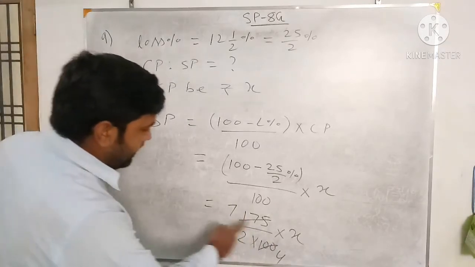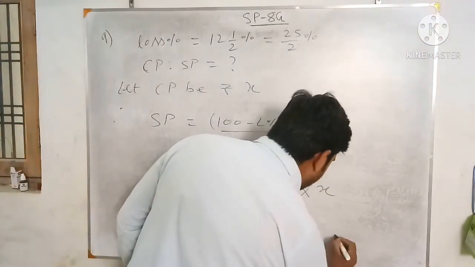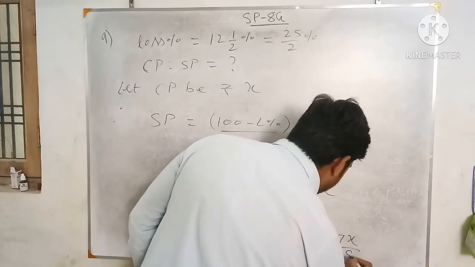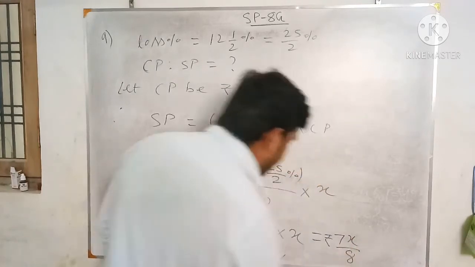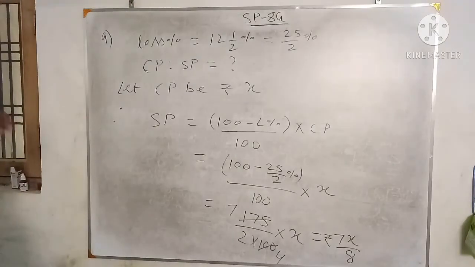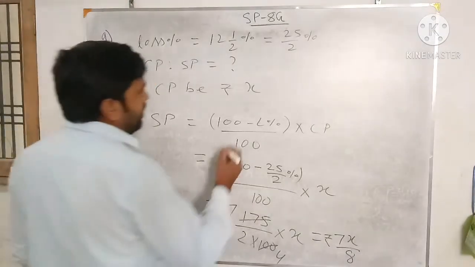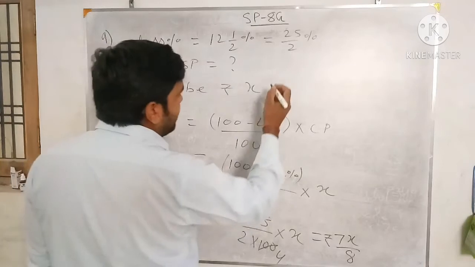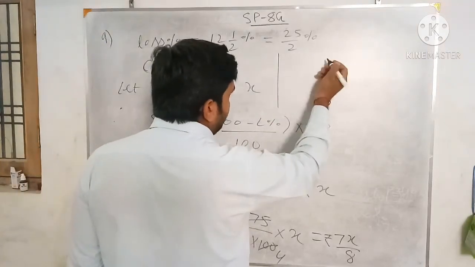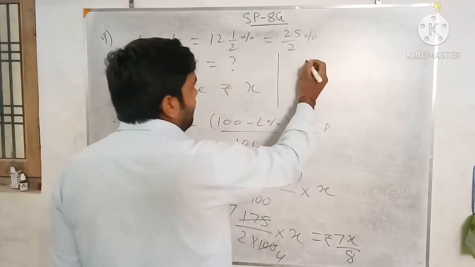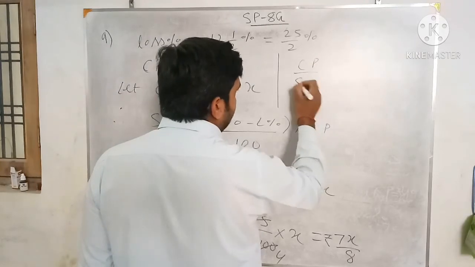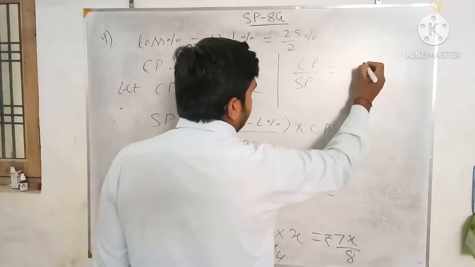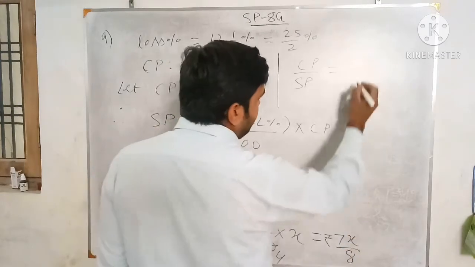So what we got here? 7x by 8. So we will get the selling price 7x by 8. Now here we put it CP is to SP, so CP is to SP, that is CP by SP. Ratio we have to find. So CP by SP equals cost price is x, selling price we got 7x by 8.